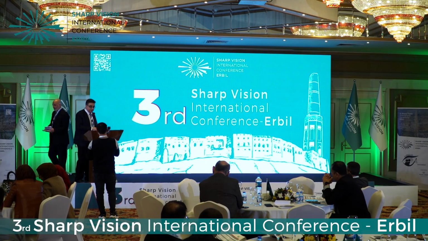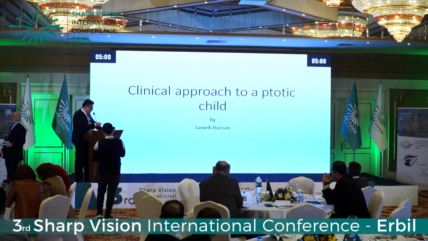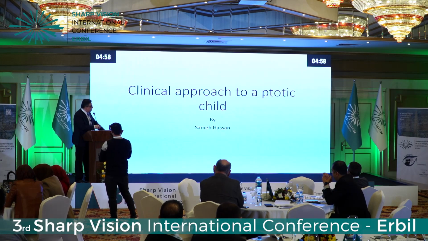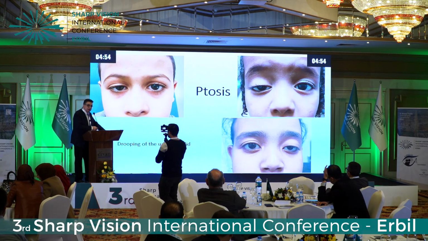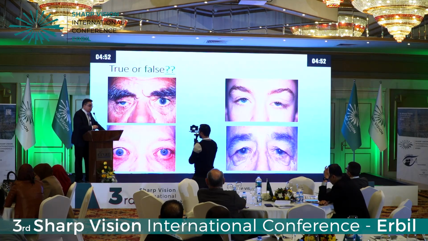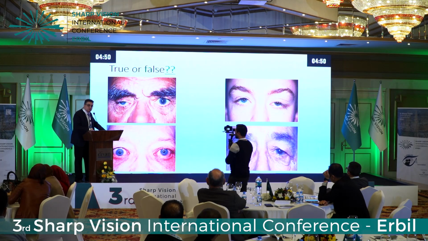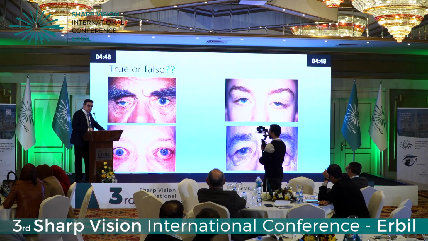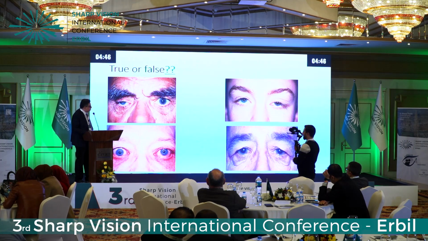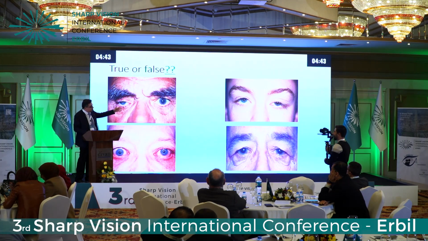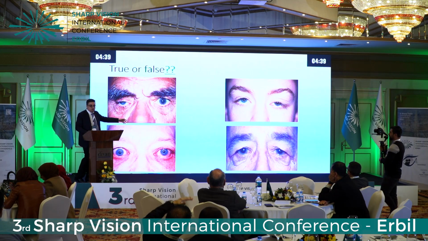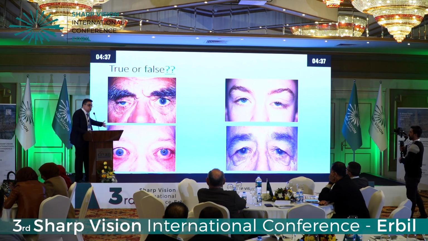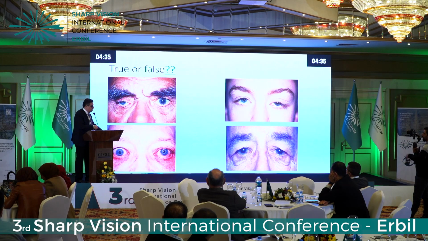Good evening, everybody. I will talk today about how to approach a clinically ptotic child. Of course, we know ptosis is just drooping of the upper eyelid, but when you approach a case of ptosis coming to your clinic, you have to make sure it's actually ptosis. So you have to exclude that it's not brow ptosis, it's not an orbital mass, especially a lacrimal gland mass, it's not due to dermatochalasis, and of course, it's not due to contralateral lid retraction.